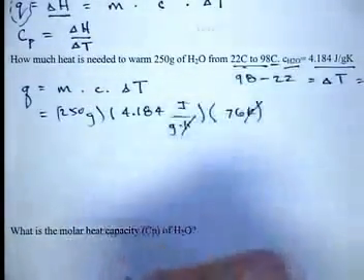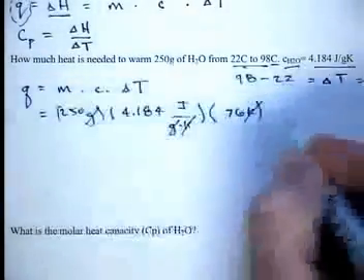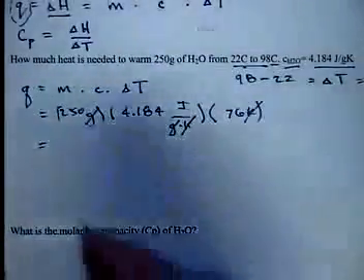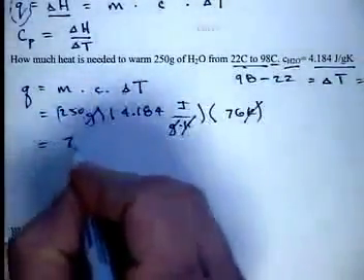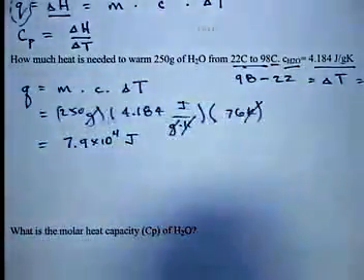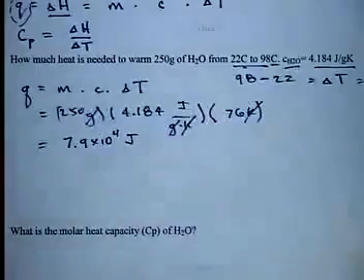Notice our kelvins cancel with our kelvins, grams with our grams, and we're left with joules as our answer. If you plunk this into your calculator, you get 7.9 times 10 to the 4th joules of energy that's needed.